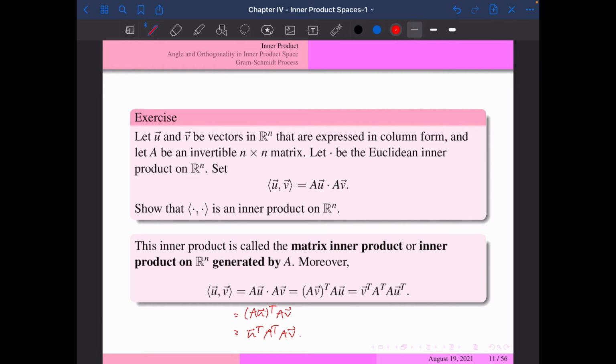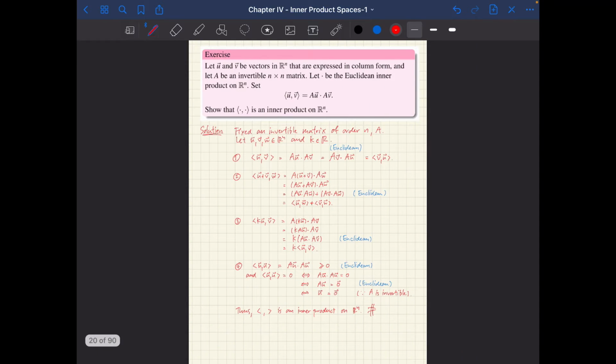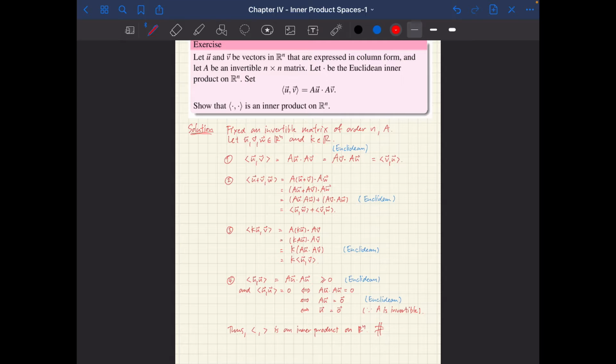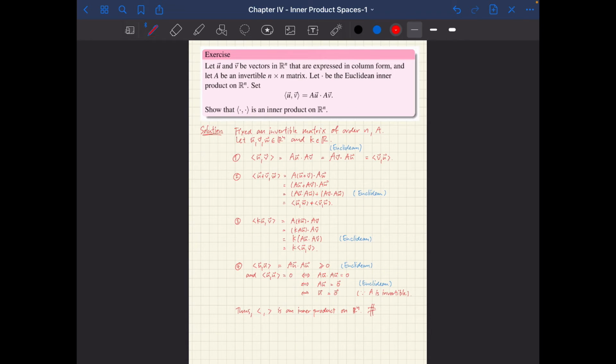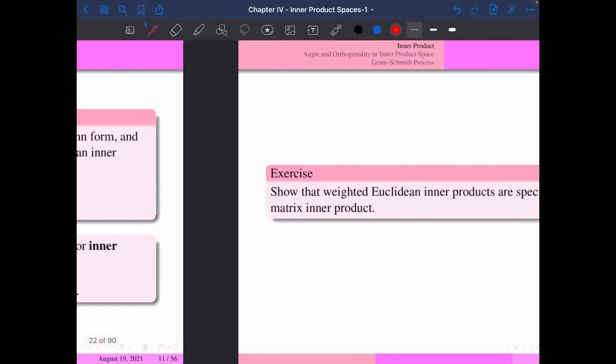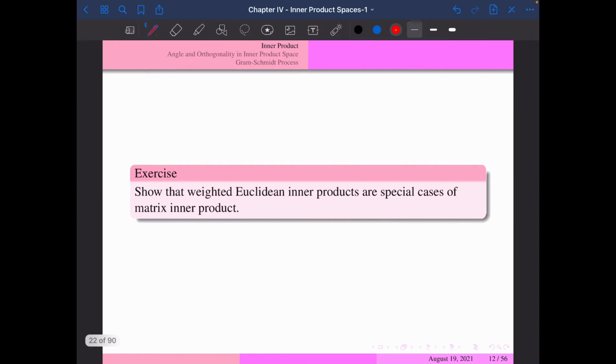Okay, next, if you need to copy this page, please pause it. We will move to the next slide. Actually, I think for the next slide, I need you to do it by yourself.